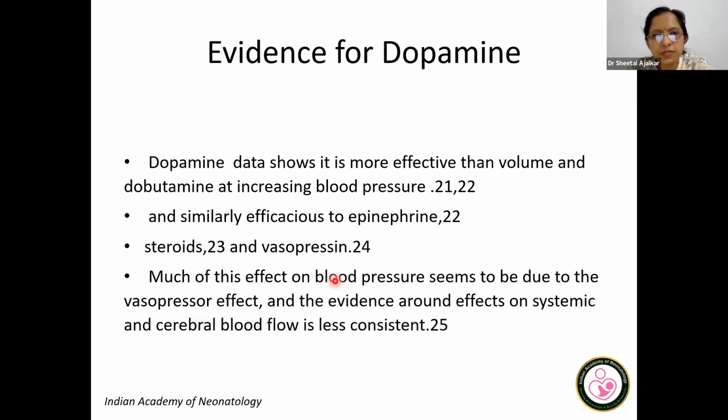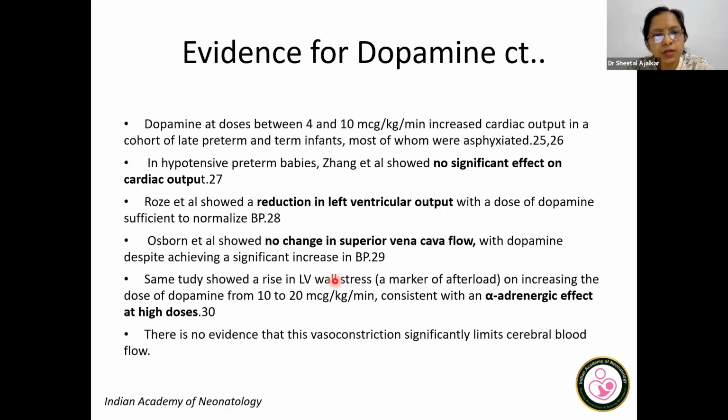epinephrine, steroids, and vasopressin. In dopamine doses between 4 to 10 microgram, it will increase cardiac output. It has been shown to increase the cardiac output in late preterm and term infants, mostly of whom were asphyxiated. This is the only study showing that it has increased the cardiac output. Otherwise, many of the studies have shown no significant effect on the cardiac output.